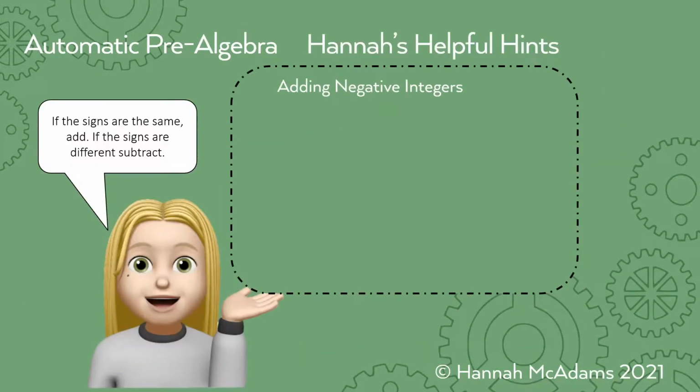Okay, so here are Hannah's helpful hints for adding negative integers. If the signs are the same, then we add. If the signs are different, then we subtract. Let me show you. If you have a positive and another positive, and you're adding them together, just add. Positive 6 plus 5 is 11, okay?